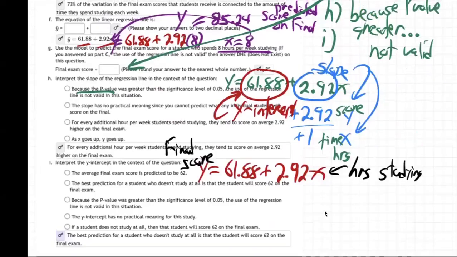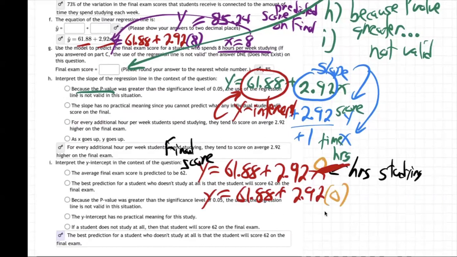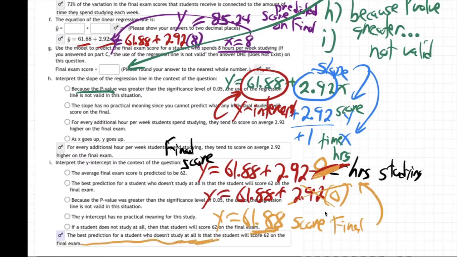So that means if you take this equation and plug in a 0 for x, meaning you studied 0 hours per week, what is y going to equal? 61.88 plus 2.92 times 0, because that x is right next to it. So that's just gone. So y would just equal 61.88, meaning that's the score you get on the final if your hours of studying are 0. You study 0 hours per week, this predicts that you'll get a 61.88 or about a 62 on the final. The best prediction for a student who doesn't study at all, right? 0 hours per week, x is 0, they'll get a 62 on the final. That's what the y-intercept is.